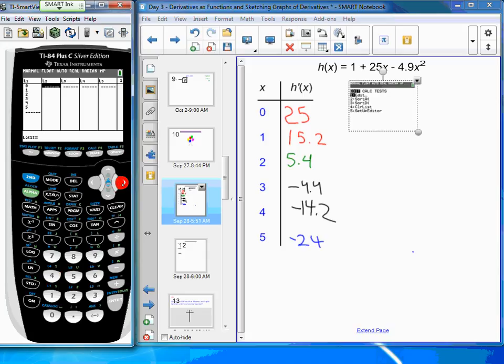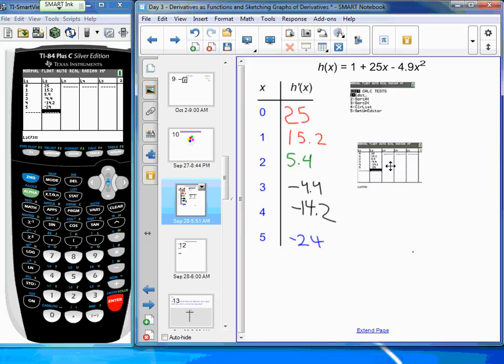I'm going to enter the corresponding h prime values. My h prime of x values are respectively 25, 15.2, 5.4. Everybody do it, negative 4.4, negative 14.2, and negative 24. Take a minute to make sure you have the same number of values in each of your lists. Otherwise, we won't be able to do the pairing and we'll get a dimension mismatch error when we try to do our stat plot, and we don't want that.